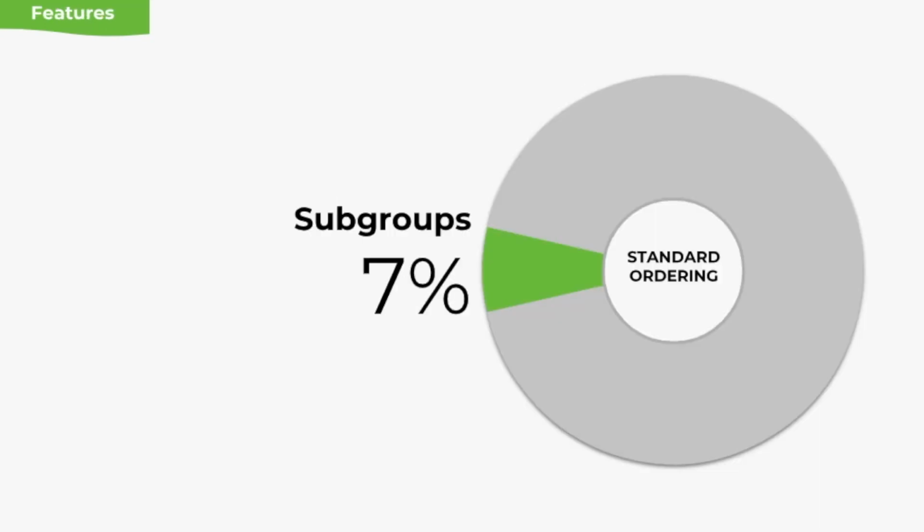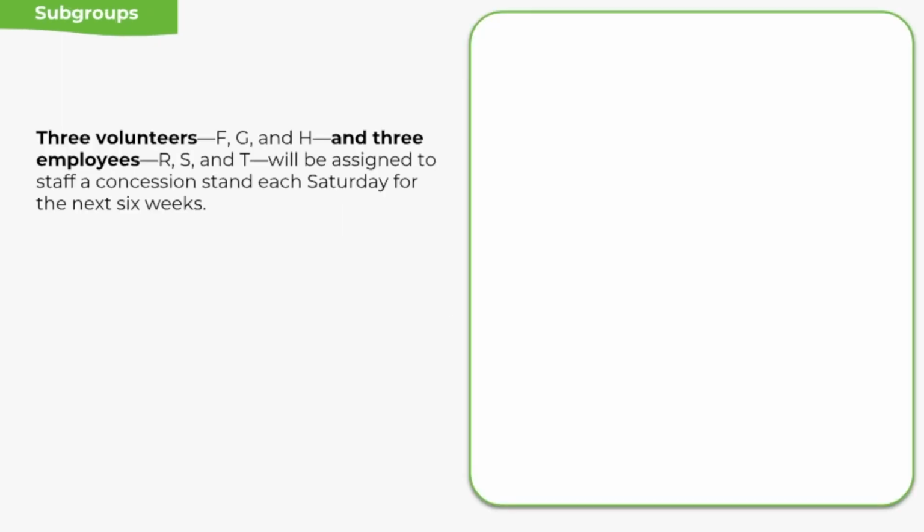So let's look at some of the features that are common to standard ordering games. Now, subgroups isn't terribly common. 7% of standard ordering games involve subgroups. And remember, subgroups are when you have different kinds of players. So maybe in the scenario you're being asked to order, let's say 6 people, 3 of which are volunteers and 3 of which are employees. What that's going to do is change your roster so that you're going to have 2 categories of players, one set of volunteers and one set of employees.